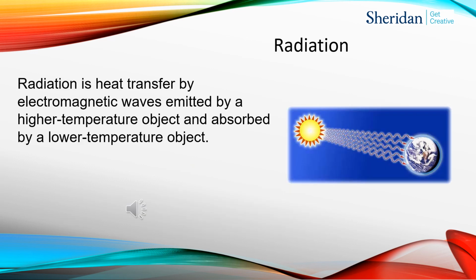The last method discussed here is radiation. Radiation is heat transfer by electromagnetic waves emitted by a higher temperature object and then absorbed by a lower temperature object. As you can see in the illustration, the sun, which obviously is a higher temperature object, emits electromagnetic waves that pass through the vacuum of space, not from molecule to molecule, and then they're imparted on the colder surface of the Earth. It warms up the Earth by these electromagnetic waves traveling through space.